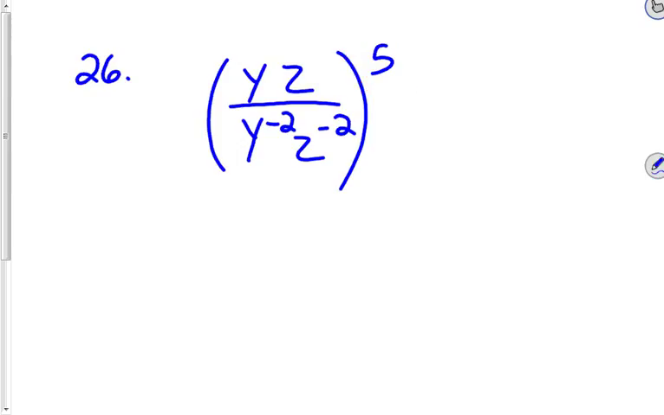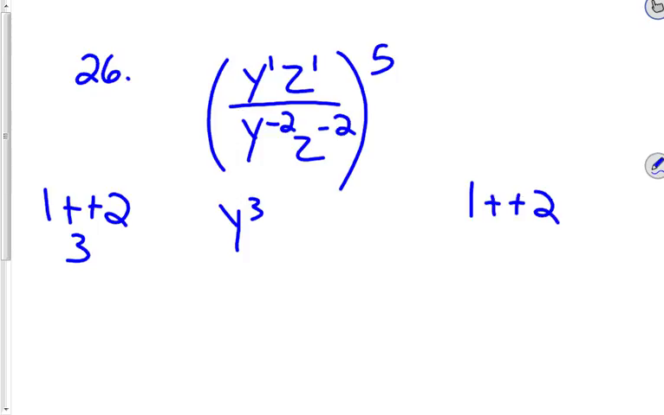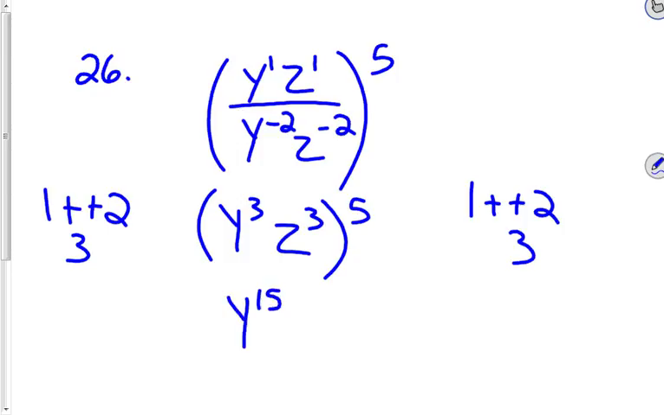Y to the first divided by y to the negative 2, that's the quotient rule. So 1 minus negative 2 is the same as 1 plus 2, which is 3. So this is going to become y to the third. Now the z's, that z has a positive 1 exponent. So quotient rule, 1 minus negative 2 is the same as 1 plus 2, which again is 3. That also will become z to the third. Now the whole thing is still being raised to that positive 5 exponent. So now I use the power rule. So I have to multiply my exponents. In each case, 3 times 5 is 15. So I'm going to get y to the 15th, z to the 15th.